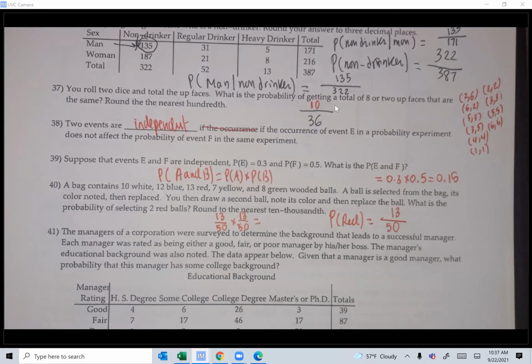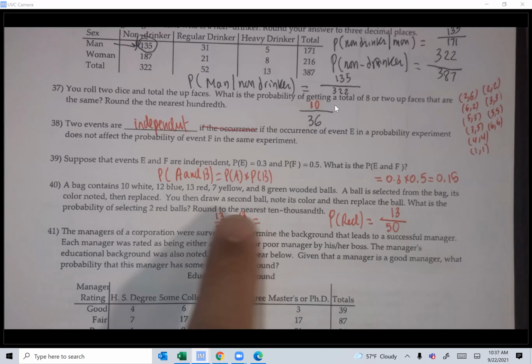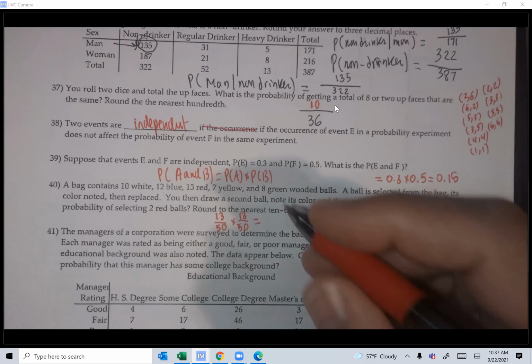And he wants the answer to the nearest 10,000, so 4 decimal places. Let's do that. 169 divided by 2500. You multiply 13 by 13 and 50 by 50. So I got 0.0676.